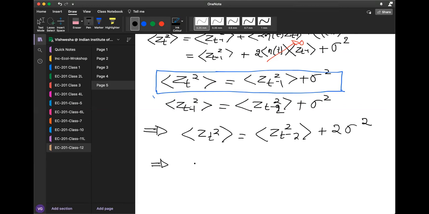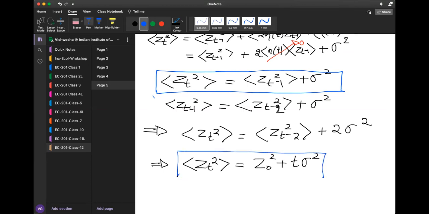If I keep on using this iterative rule, we arrive at this. This is fun. Any questions on this? Okay.